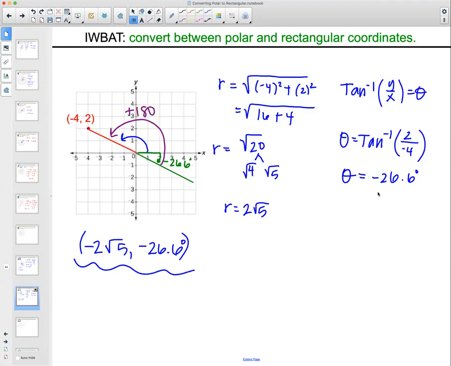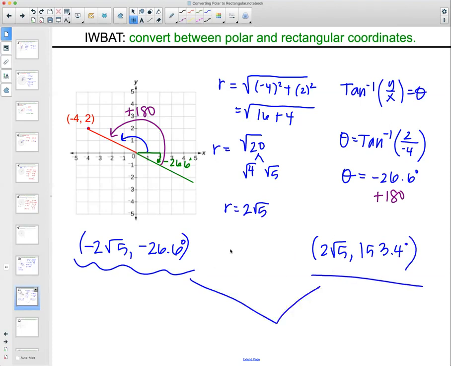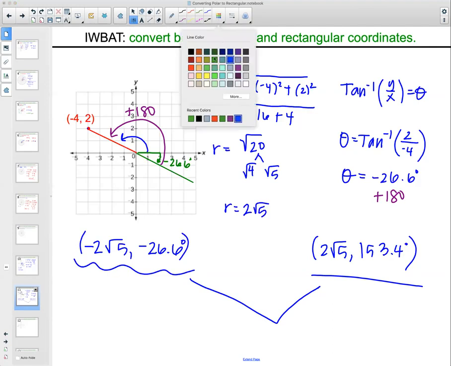So the other option is to keep the radius the same. Keep your 2√5 and then add 180 to this angle to get the third quadrant equivalent, which is 153.4 degrees. And that would be fine. So either one of these is fine. You have two options.